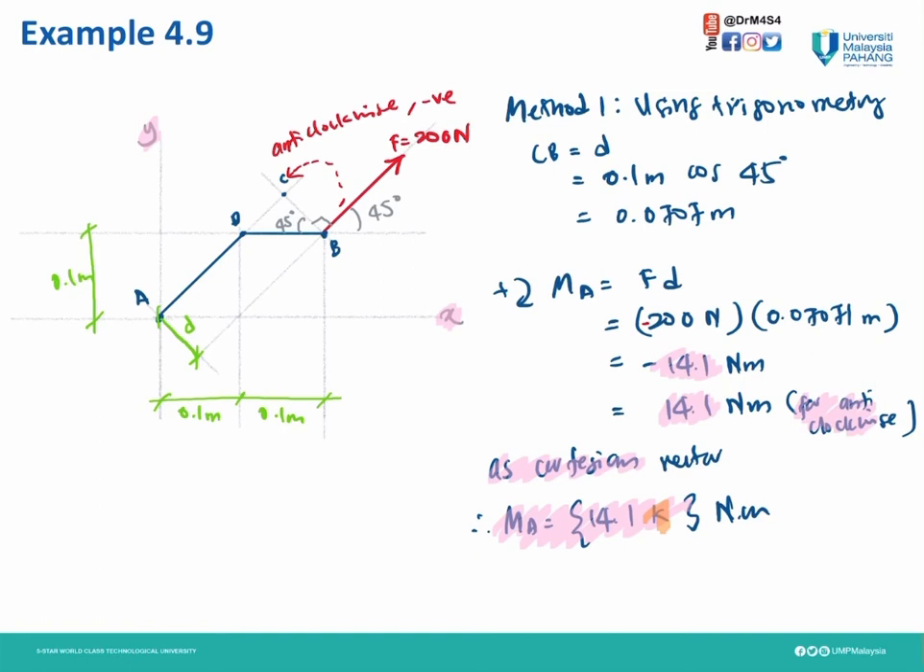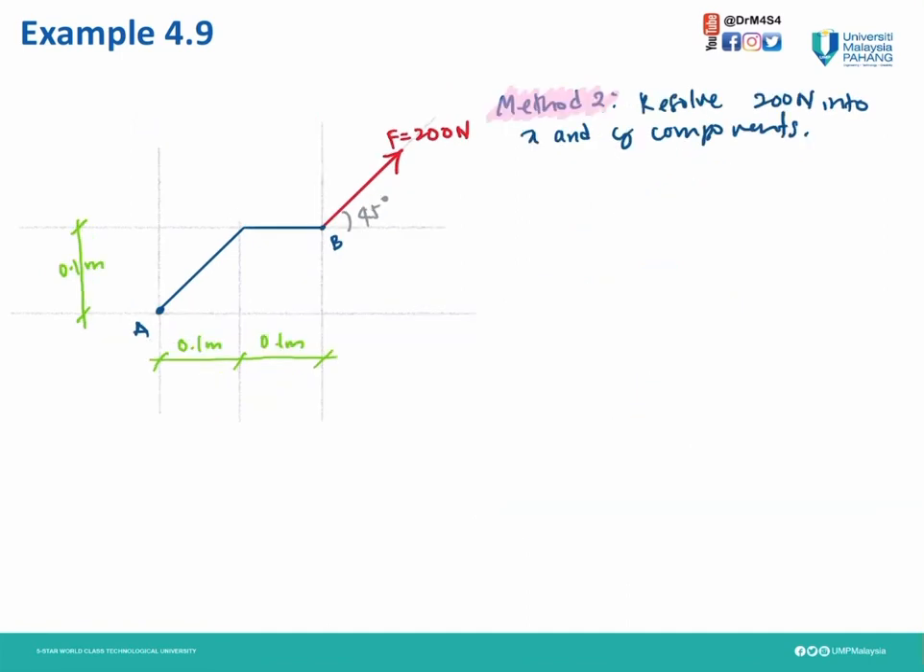Now we move to the second method. For the second method, first of all, we have to resolve 200 Newton into X and Y components. So resolving our 200 Newton, in X we will have F cos 45 degree, while in Y we have F sin 45 degree. So for our initial assumption, we take positive clockwise. Moment about A equals the summation of force times D.